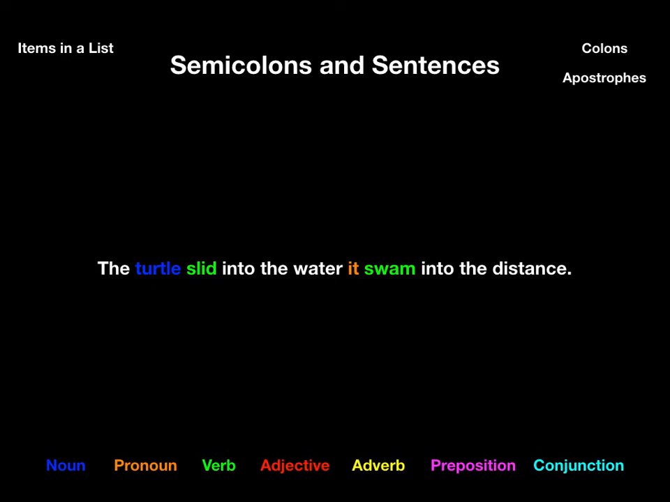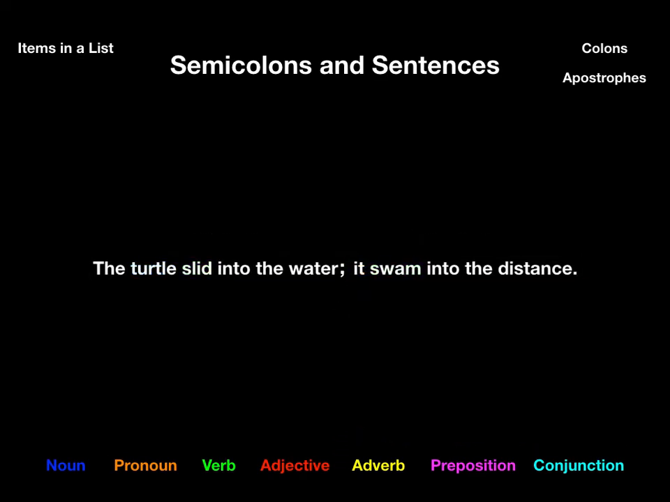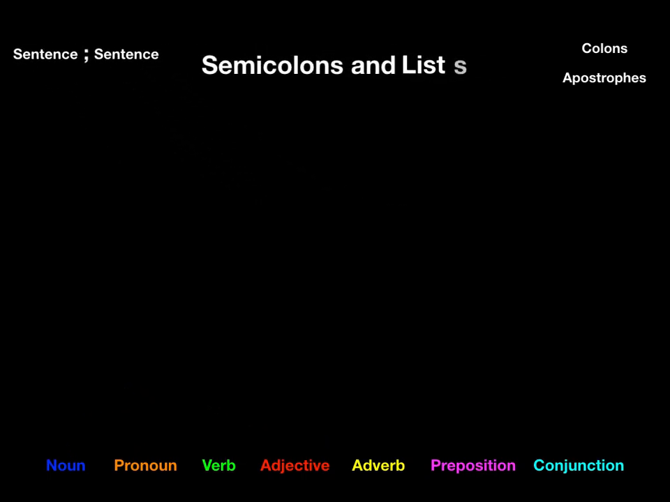So let's divide this longer section into two sentences. The turtle slid into the water possesses a complete thought. It swam into the distance is also a complete thought that can stand by itself. So here, as in the previous example, we have two complete sentences. In order to join these sentences together, we can use a semicolon between them. The turtle slid into the water; it swam into the distance. In addition to joining two sentences, semicolons can also be used to separate items in a list.